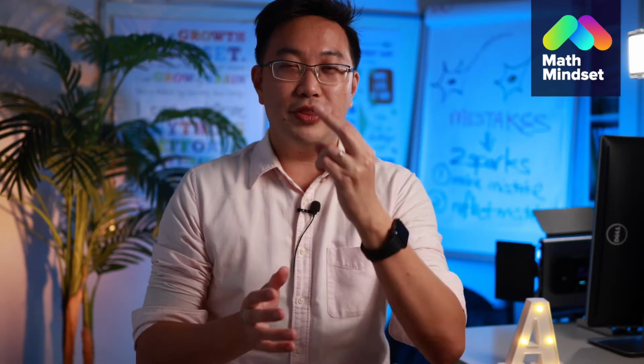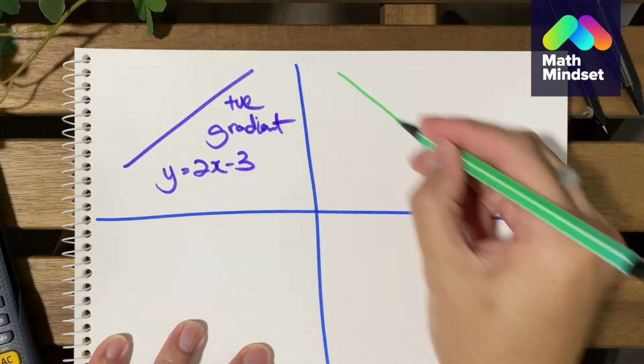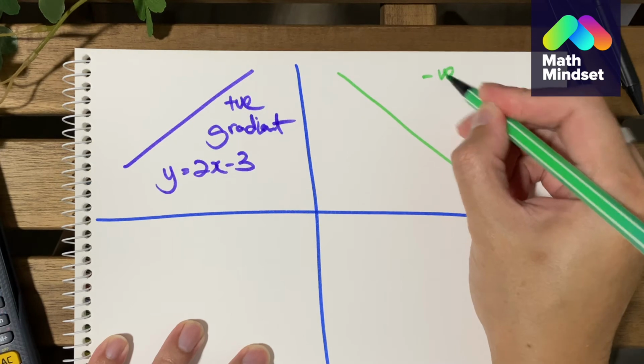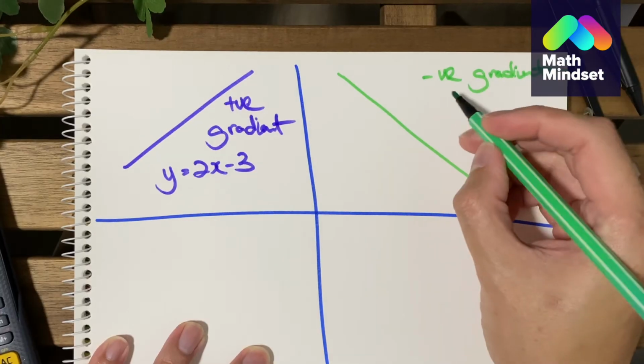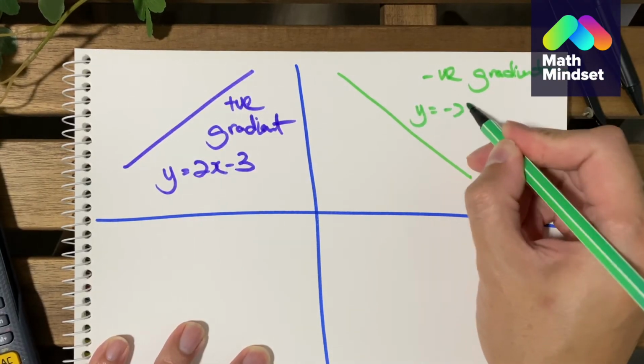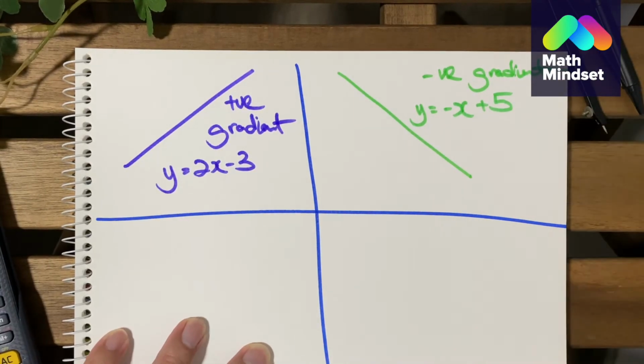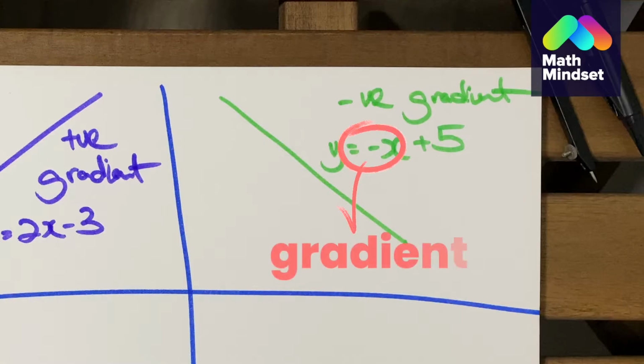number. Now, for this second type of graph, from the left to the right, it is down slope. So from left to right goes down slope. This is a negative gradient graph. So it will look something like y = −x + 5. And we know that from this equation, y = mx + c, that m is actually negative 1. Now the last two types of graphs are the simplest graphs.